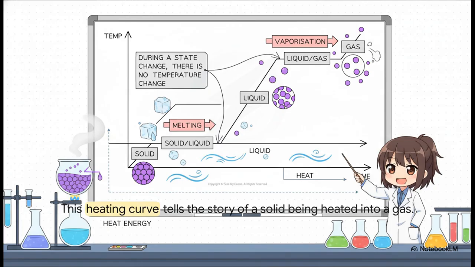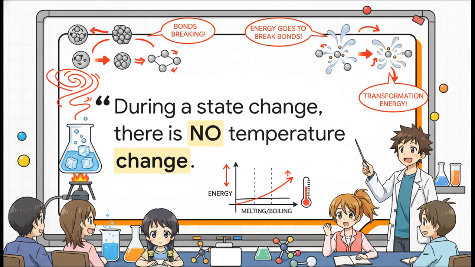Okay, check this out. This graph, called a heating curve, tells a fantastic story. Along the bottom, we're adding heat. Going up the side, we're tracking the temperature. So we start with a solid, and as we add heat, the temperature goes up, up, up. And then something weird happens. The line goes totally flat. That's melting. Once it's all liquid, the temperature climbs again until, whoop, it goes flat again. That's boiling.